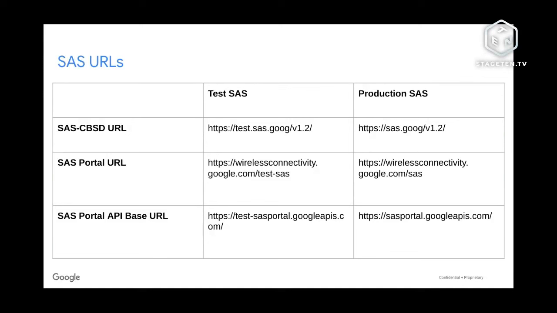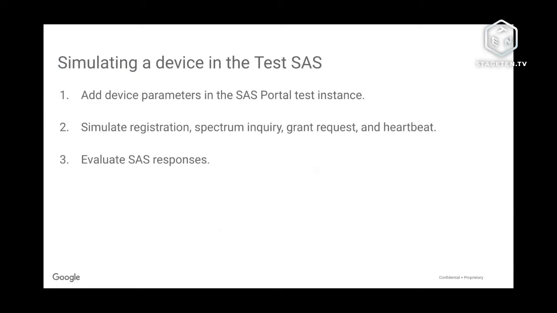The last URL, the SAS portal API base URL, is the base URL for the API, which allows you to make changes to the SAS portal using your own network management tool if you already have one. Some of our customers want to integrate their existing tooling with the SAS, and this is the best way to do that. The SAS portal API is probably going to be a topic for another day, but that's what these URLs are for.